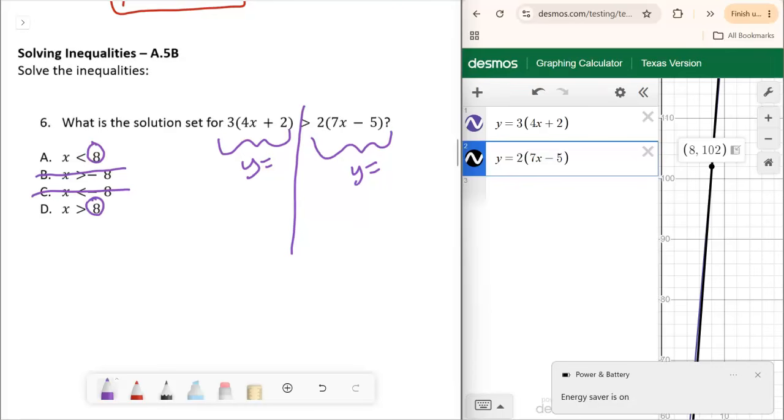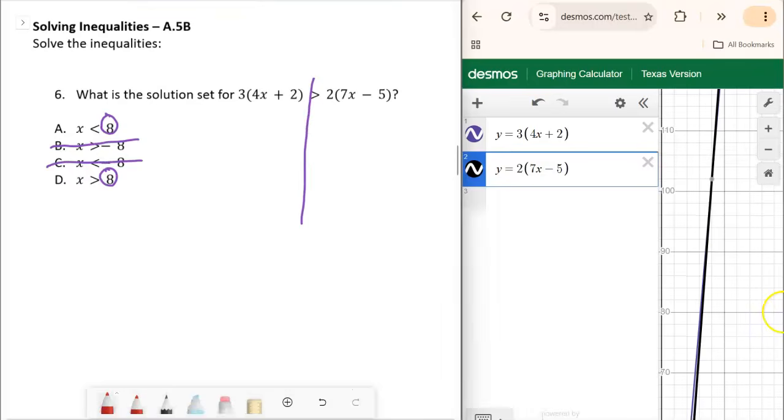So make sure that we try to do it by hand. So when you distribute, you're multiplying. 3 times 4x is a 12x. 3 times 2 is a positive 6. Bring down the sign. 2 times 7x is 14x. And 2 times negative 5 is a negative 10.